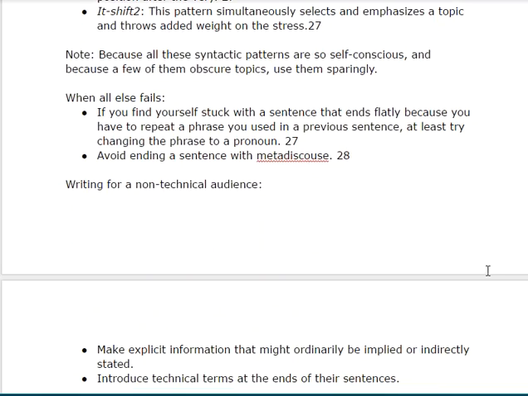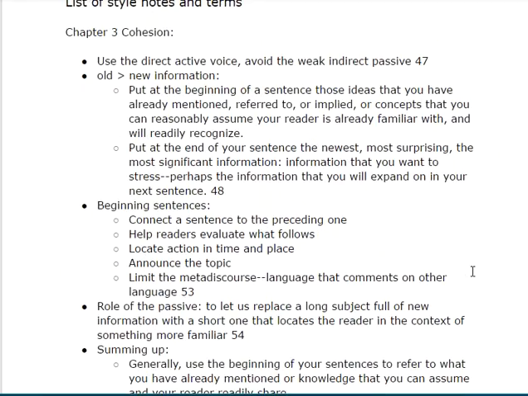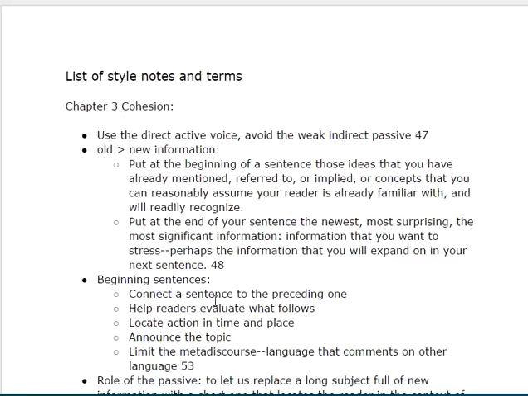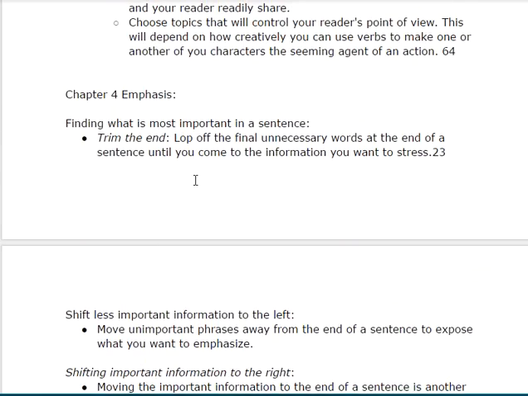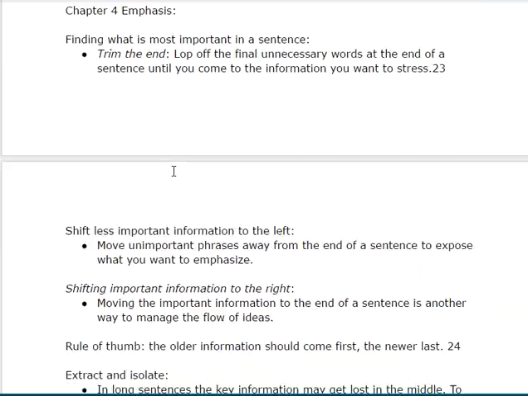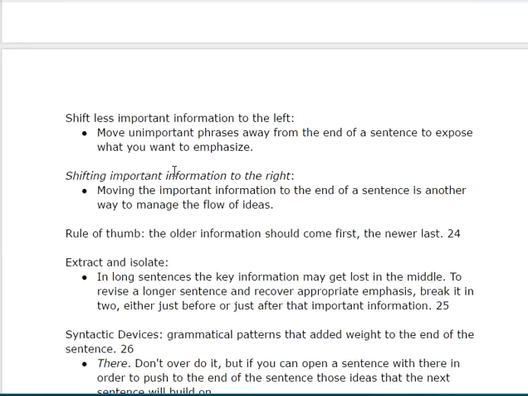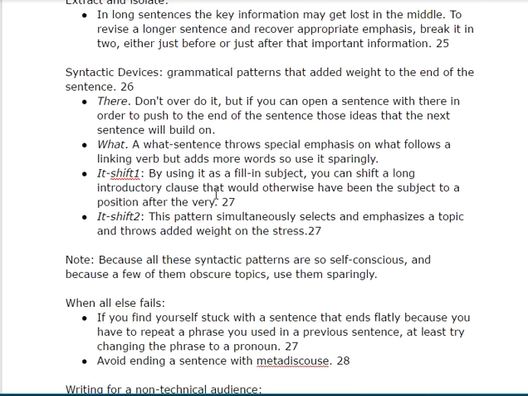So last week I put in these notes on cohesion, and here I've added some notes on emphasis. So these are the two chapters in Williams that I want you to concentrate on and to use when you're looking at the sample paper, where you're doing your stylistic analysis of the sample paper. Okay.